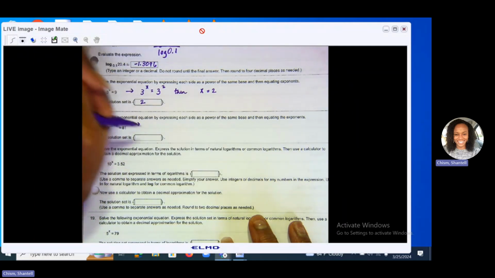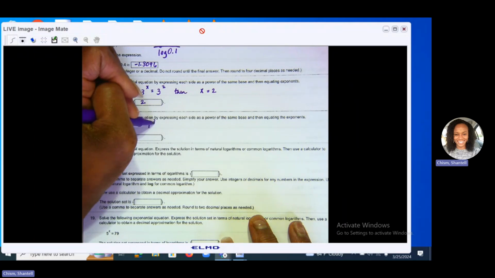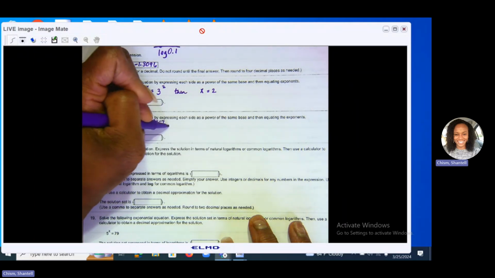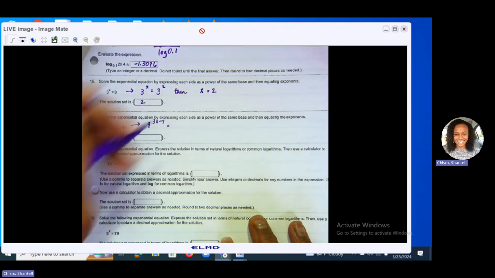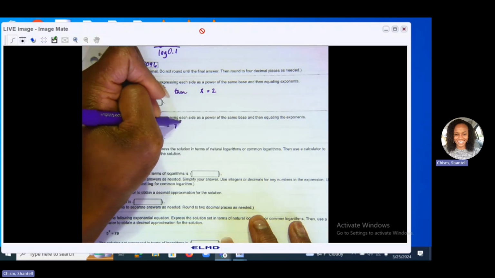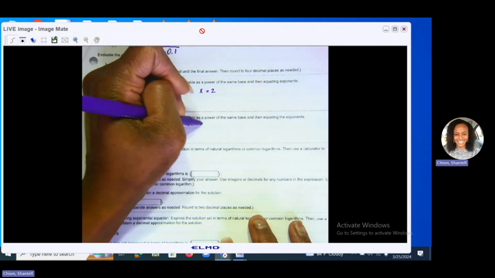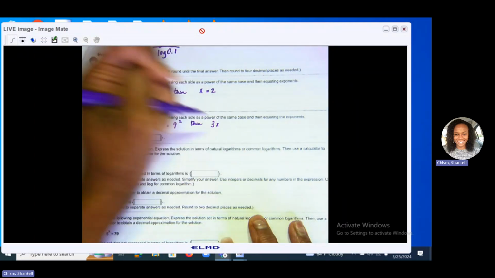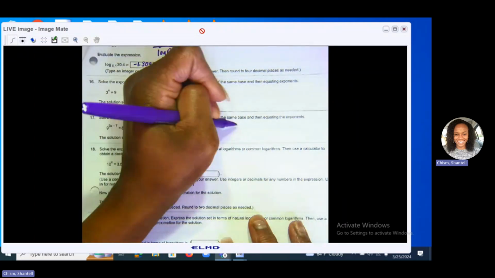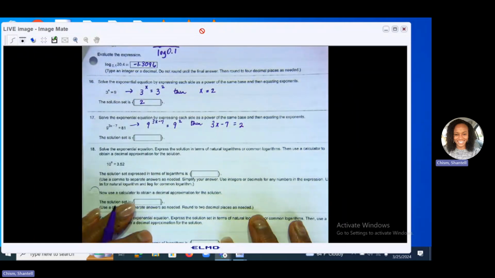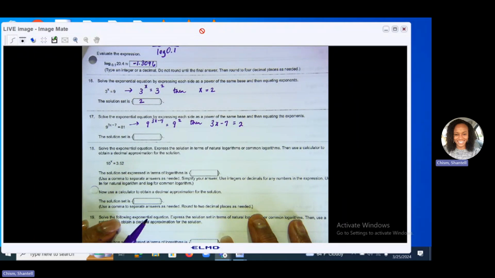So we're going to keep the 9 raised to the 3x minus 7. But we're going to write 81 as 9 to the second power. Okay? So if 9 raised to the 3x minus 7 equals 9 squared, then we can write the exponents 3x minus 7 equal to 2. Now we have a linear equation that we can solve for x.